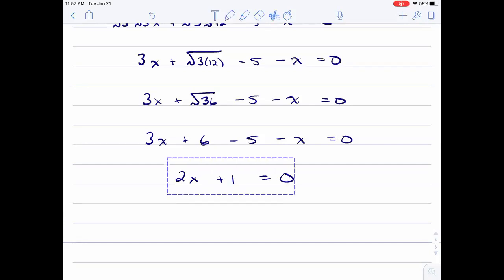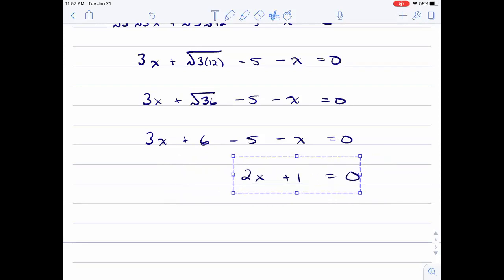I broke my own rule. If we're solving for x, right? So now we want to know what x makes this true. We're so close, right?